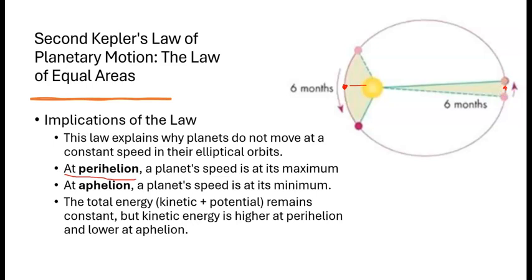But the total kinetic energy remains constant wherever the planet is located in the orbit. When it is close, it has higher kinetic energy but lower potential energy. When it is far, it has lower kinetic energy but higher potential energy.